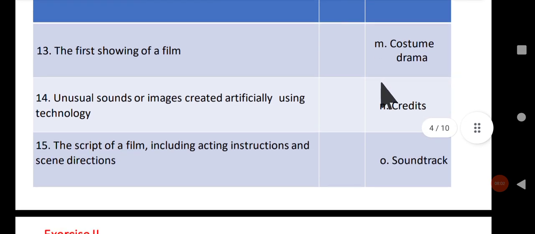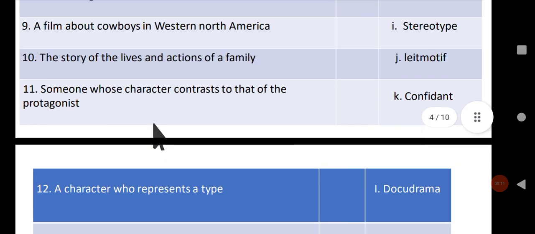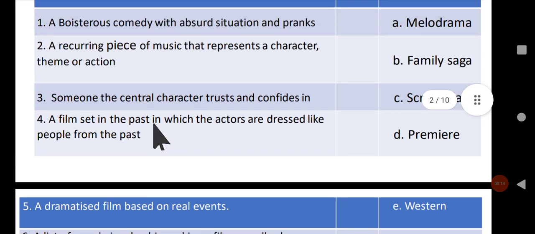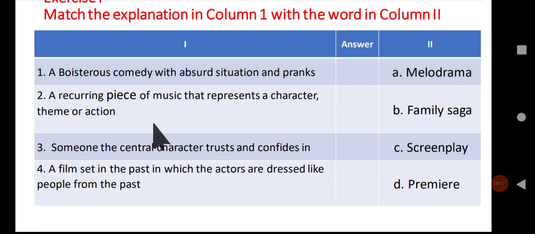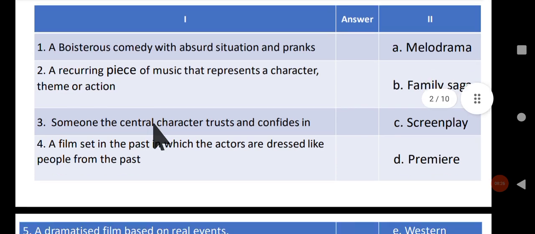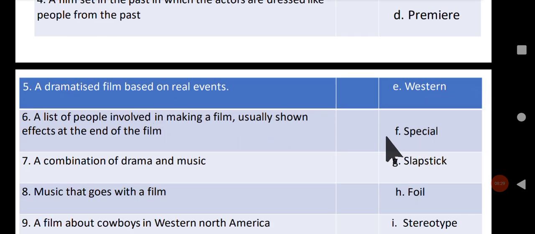Next one, unusual sounds or images created artificially using technology. What are they called? All the images, artificial technologies, artificial sounds, all of them are created using some technology. So what are they called? They are called special effects. Effects is missing here, this is all together. So effects is used here, this is a typing error. So effect should come here, right? So that is special effects. Special effects in the sense of graphics and all. Using technology we change all this.